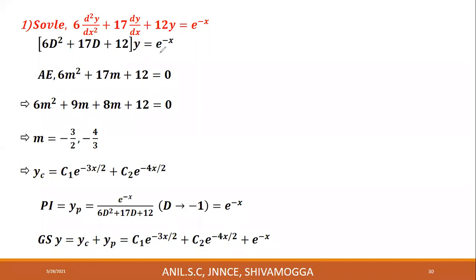And its auxiliary equation is 6m square plus 17m plus 12. This is f of D. The auxiliary equation is obtained by substituting D is equal to m in f of D and equating it to 0. This is the auxiliary equation: 6m square plus 17m plus 12 is equal to 0. This is a quadratic equation. You can easily solve this quadratic equation.